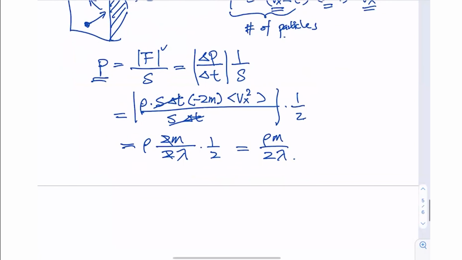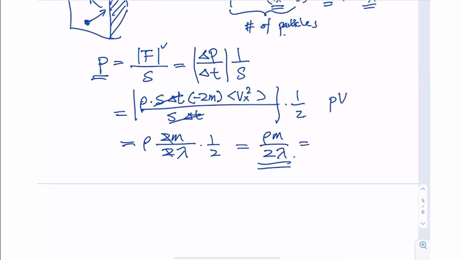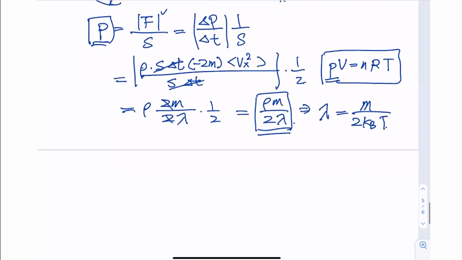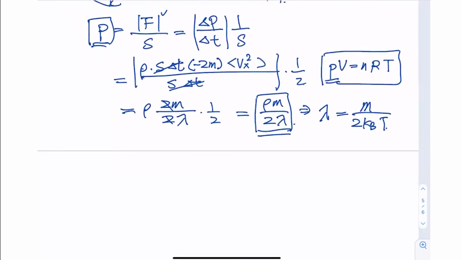Okay, so once we know this, the expression for pressure, as we already know in the case of an ideal gas, we have the ideal gas equation, PV equals nRT. So inputting the pressure and combining these two expressions, we can figure out that lambda is just m divided by 2 kBT. Okay. And there's just some simple manipulation of the algebra. It should not be too complicated.